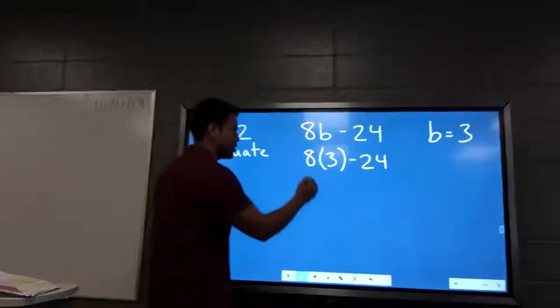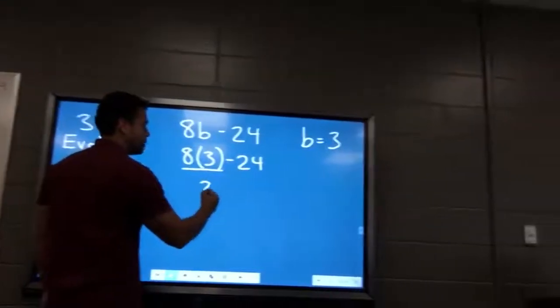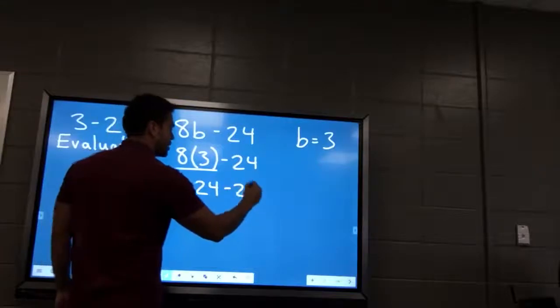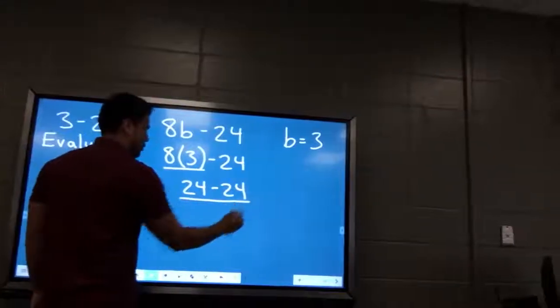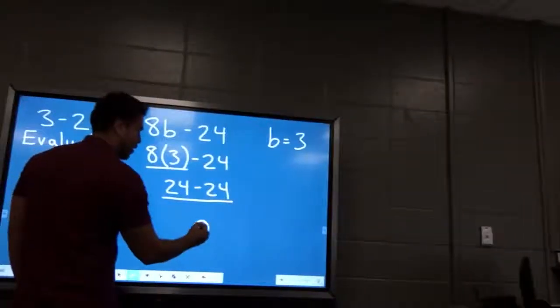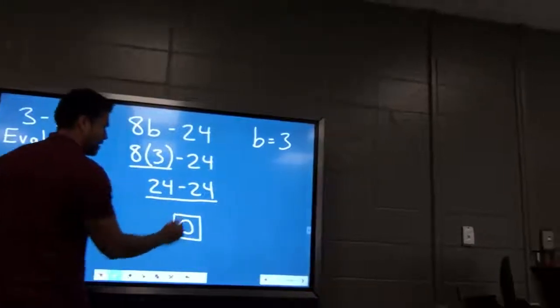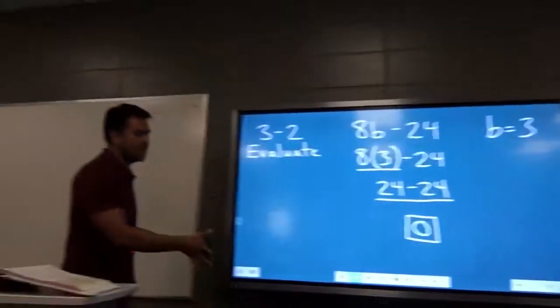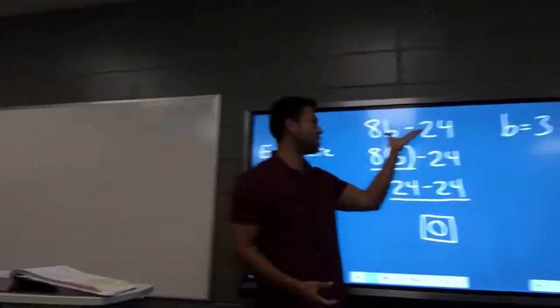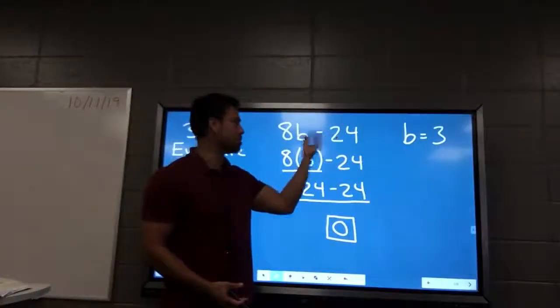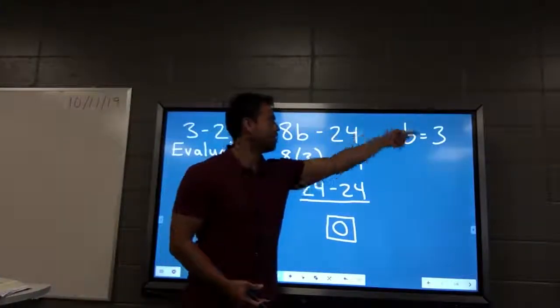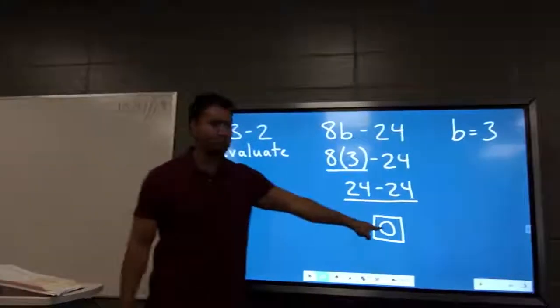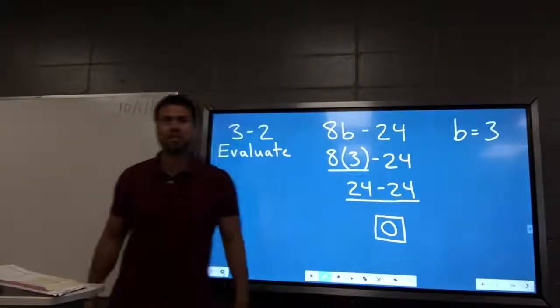So what do we have first? 8 times 3, and that gives me 24. And then I still have this minus 24. So 24 minus 24? 0. And then I end up with my answer. That's what this expression is worth when B equals 3. That's what it means. That's it. So you like your numbers, right? Here's your number, 0. That's it.